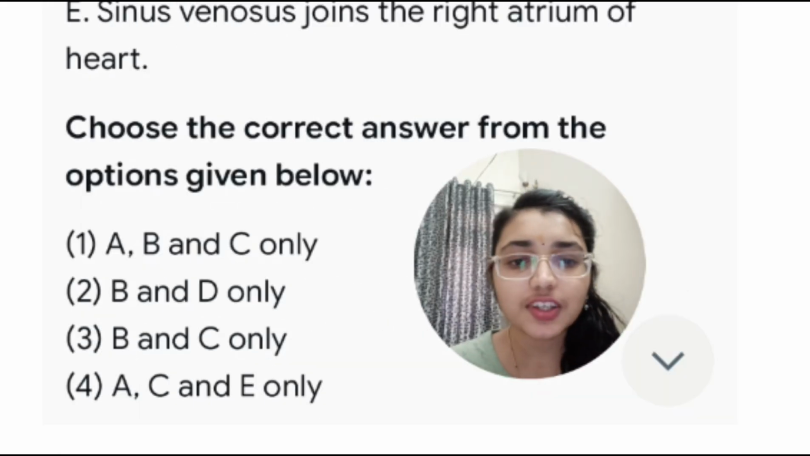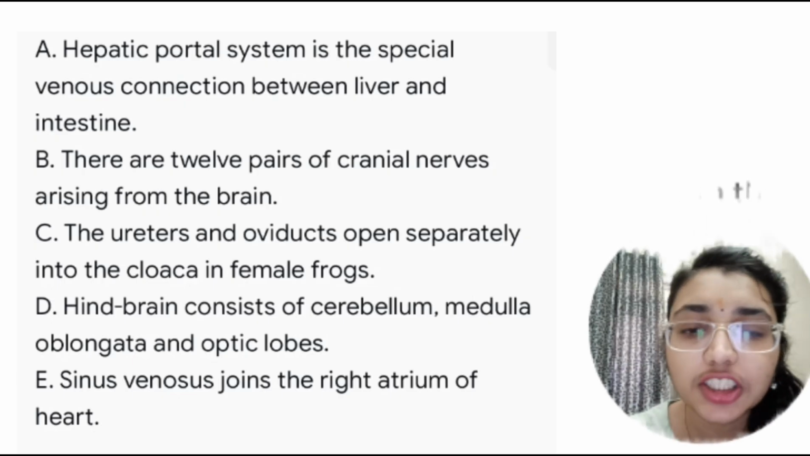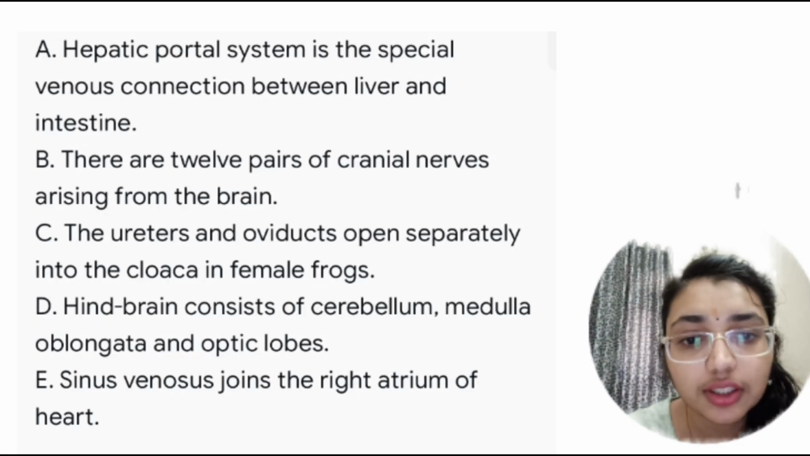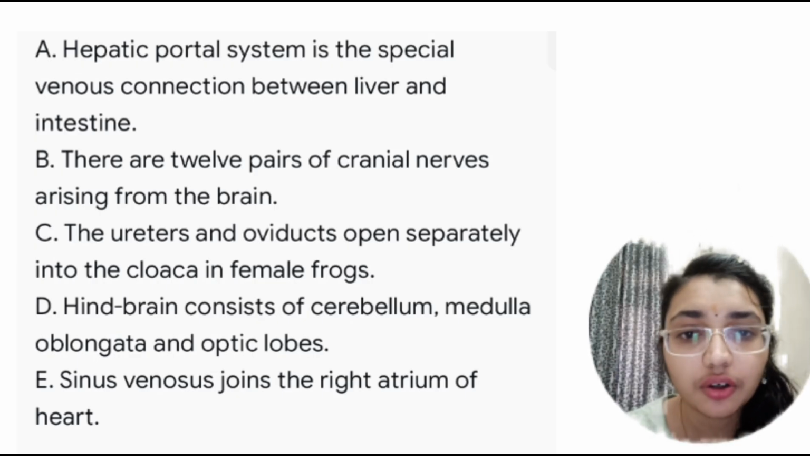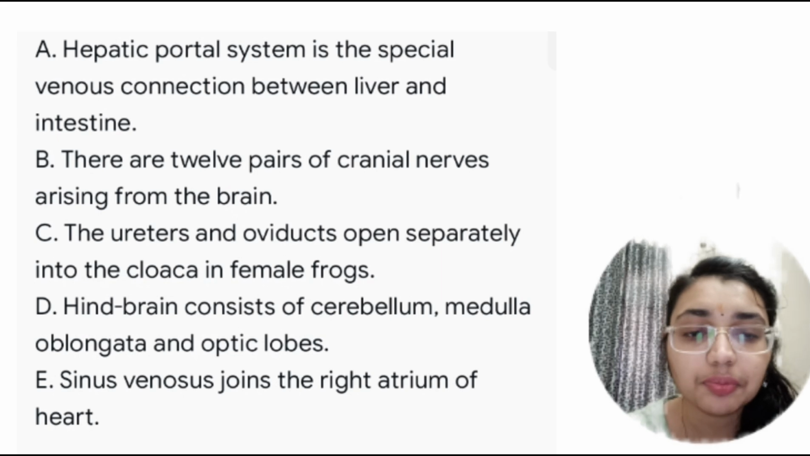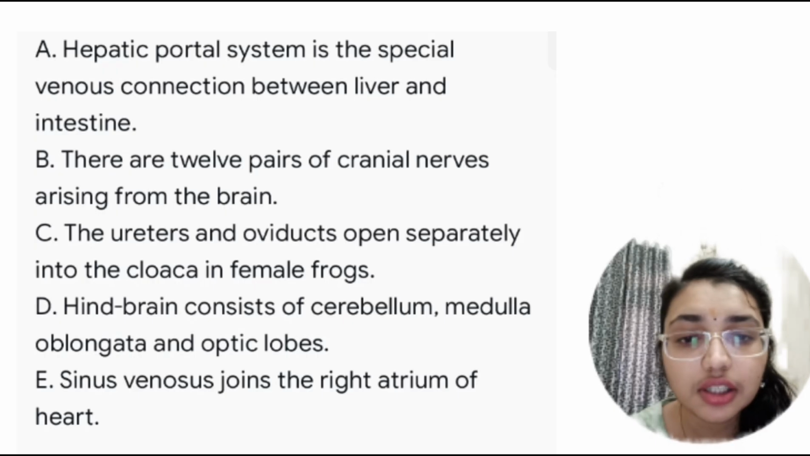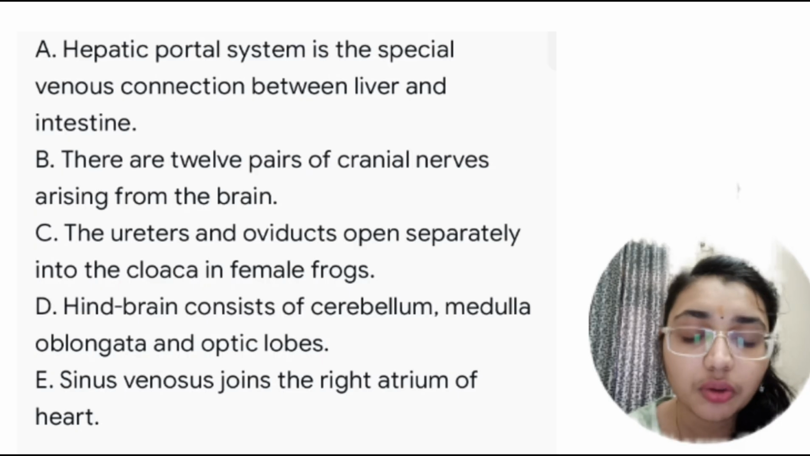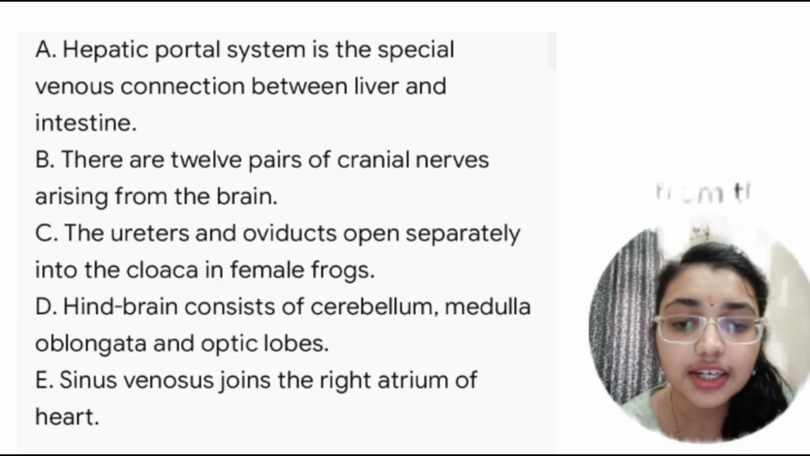Now here we have to choose the correct statement regarding the frog's anatomy. The hepatic portal system is a specialized venous connection between the liver and intestine. Is it true? Yes. Then, there are 12 pairs of cranial nerves arising from the brain. Wrong. The ureter and oviduct open separately into the cloaca in the female frog. Yes, this is the correct statement. Then, the hindbrain consists of cerebellum, medulla oblongata and optic lobes. This is incorrect. And the sinus venosus joins the right atrium of the heart. This is the correct statement. So here we get the correct answer, that is the fourth option, ACE.